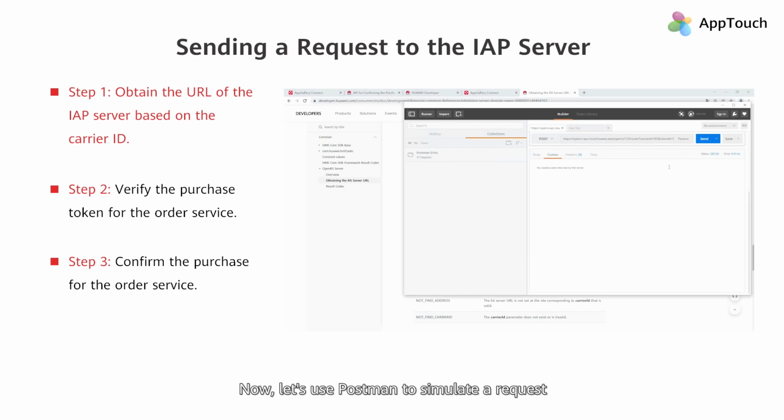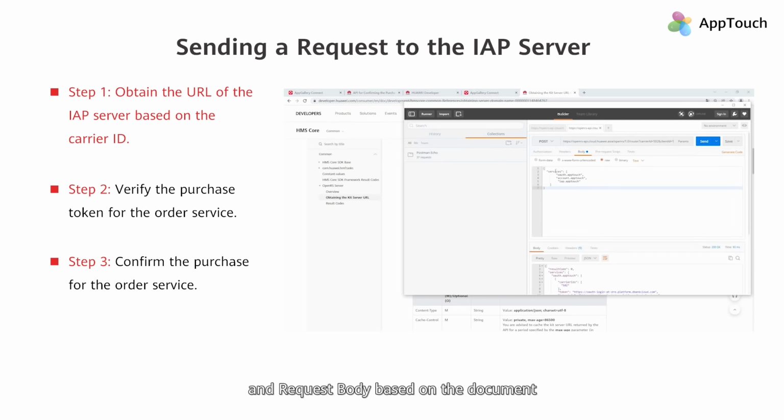Now, let's use Postman to simulate a request to obtain the URL required by IAP. First, add the request header and request body based on the document. The request body contains the service names of AccountKit and IAP. The app-level access token will be used later, and we need to request the Huawei IAP server, so the service names must contain at least OAuth AppTouch and IAP AppTouch.